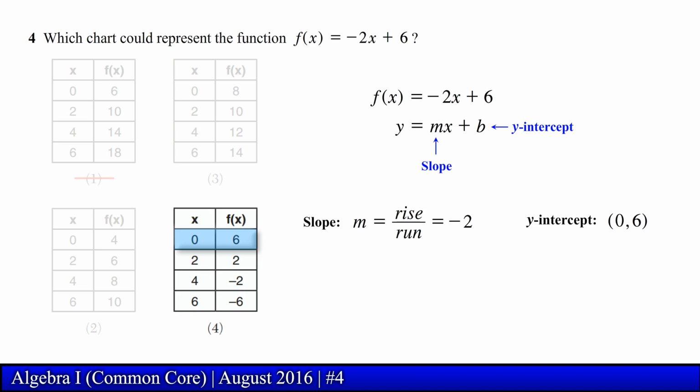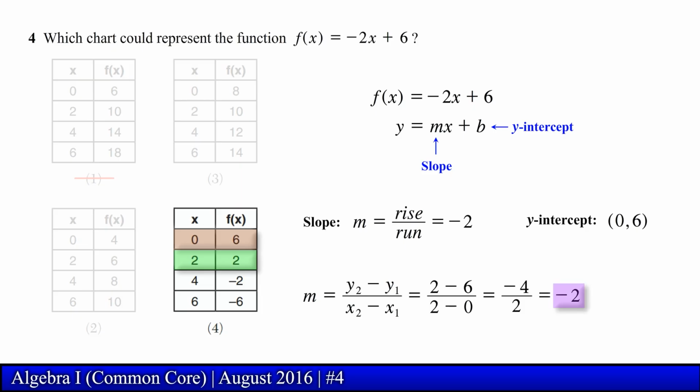To confirm that this option is correct, we need to calculate the slope between 2 points and make sure that it is equal to -2. Using the value in the first row as 0.1 and the values of the second row as 0.2, we go ahead and calculate the slope between these 2 points. Simplifying the expression, we obtain -2 for the slope. We now have enough evidence to confidently conclude that the chart from option 4 represents the function f(x).